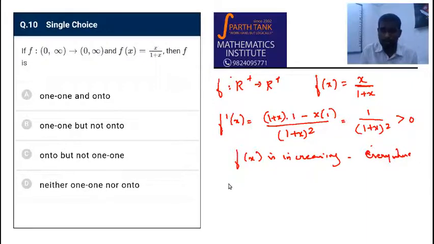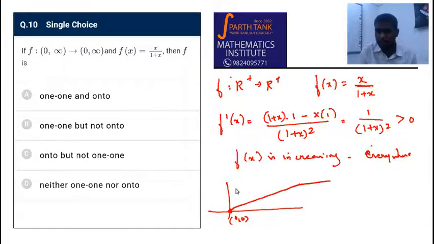Therefore, where is it starting? At x equal to 0, if I put x as 0, it becomes 0. If I put x tending to infinity, it becomes 1, it is like infinity by infinity. So it starts at 0 and approaches 1, but it's a constantly increasing function. It goes towards 1 at infinity.